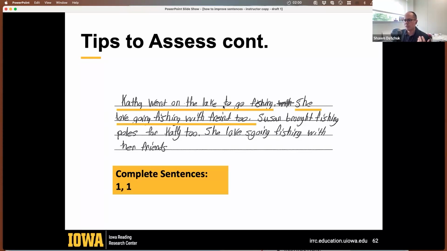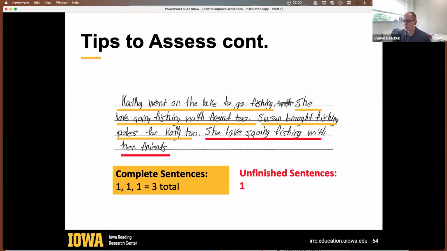Kathy went on the lake to go fishing. She loved going fishing too. There seems to be some sort of grammar issue there, but I can tell that it's a sentence. Susan brought fishing poles for Kathy too. She loves going fishing with her friends.